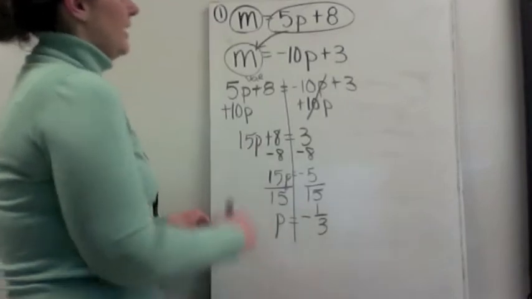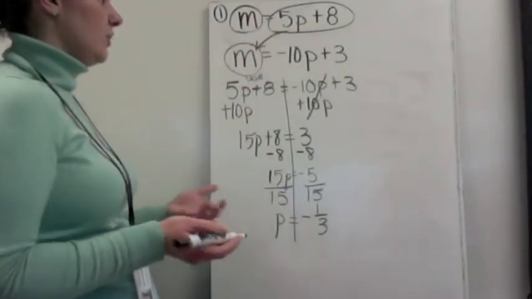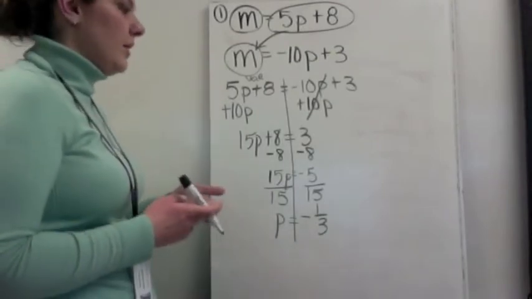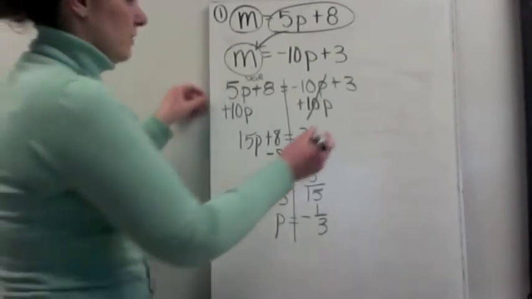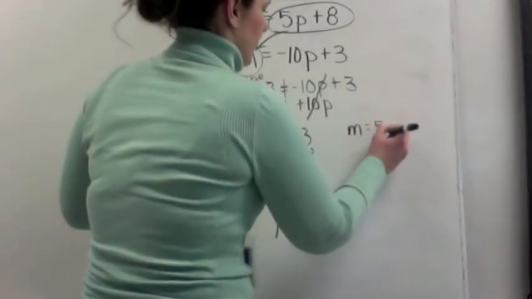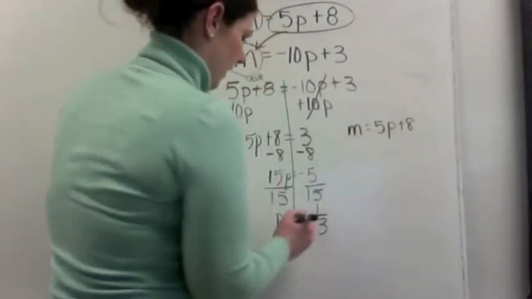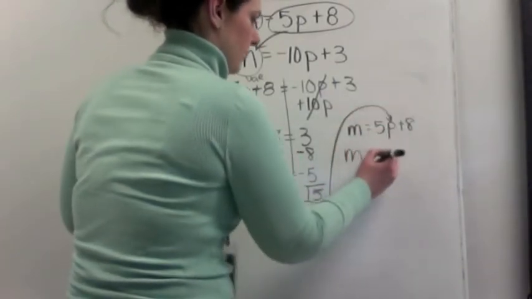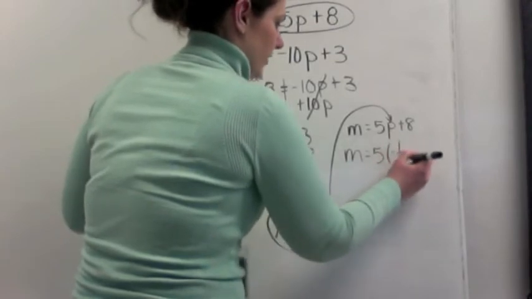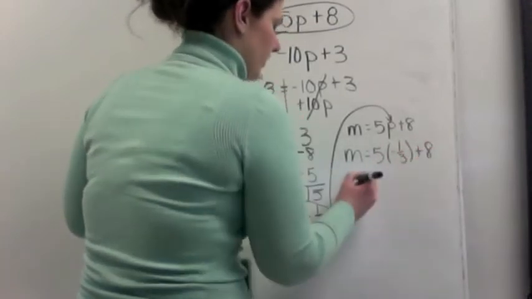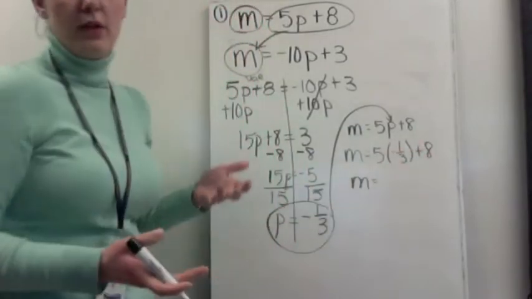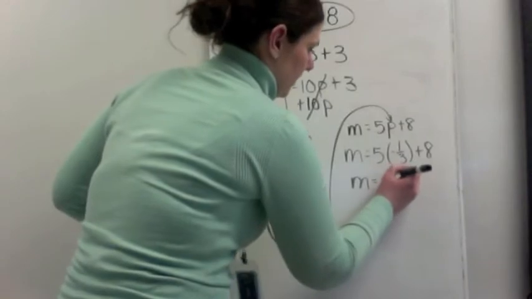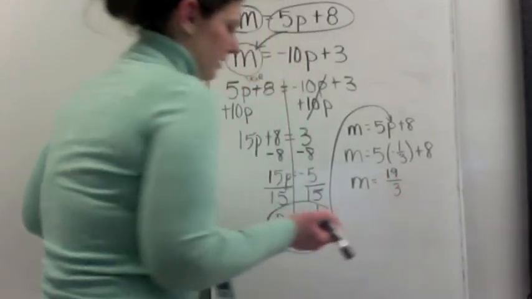Once I know that, I just need to substitute it back into one of my equations. It doesn't matter which equation we pick when we do this. Either way, we're going to get the same answer. So I'm just going to use my first equation, which was m equals 5p plus 8. I know that this is p, so this is going in for p. So m is 5, negative 1/3, plus 8. From right here, you can just plug that entire thing right into your calculator, okay? You're going to get a decimal, math, enter, enter to know that m equals 19 thirds.